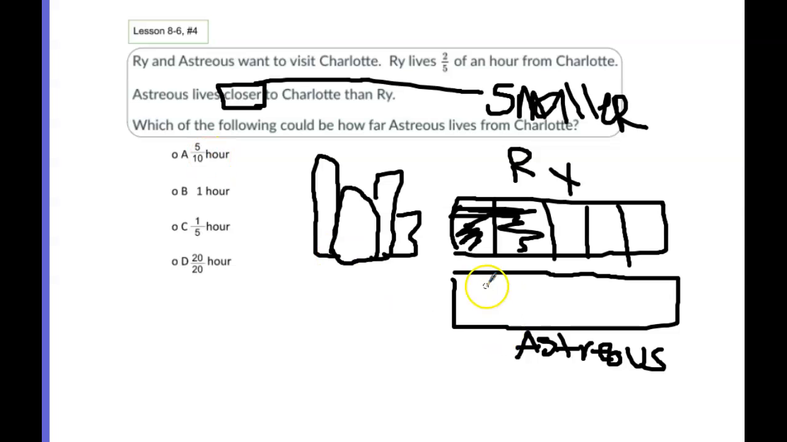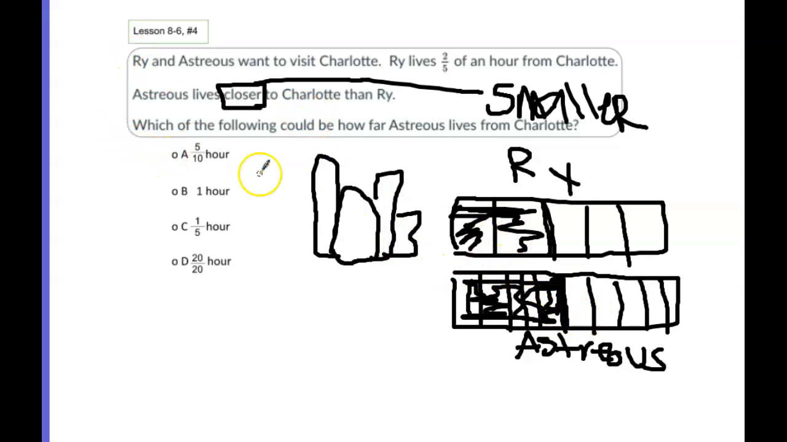We can do 5/10. I'm going to show you both ways. 1, 2, 3, 4, 5, 6, 7, 8, 9, 10. So let's try 5/10. If I were to shade in 5/10, 1, 2, 3, 4, 5. All right, so if I were to do 5/10, I know that 5/10 is a little bit bigger than 2/5. So we're trying to find closer, so smaller. So it won't be 5/10.